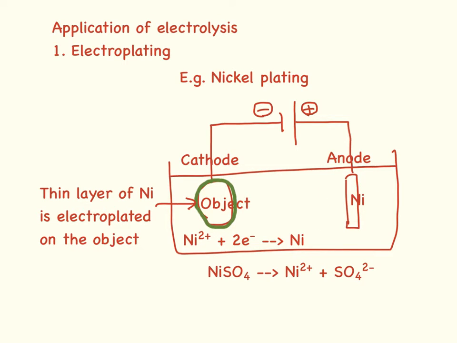The electrolyte nickel 2 sulfate ionized to give nickel 2 ion and sulfate ions. Nickel 2 ions gain electrons to become nickel metal at the cathode. A very thin and even nickel coating is electroplated on the object. At the anode, nickel loses electrons to become nickel 2 ions, just like the electrolysis of copper 2 sulfate using copper electrodes that we have talked about before.